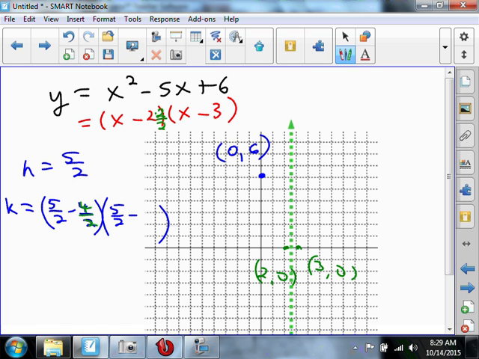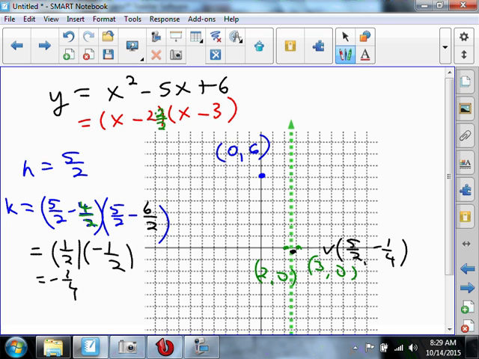Is that going to be 6 halves? So I'm going to have 1 half times negative. Hey, look at that. Those are opposites. That's what they're supposed to be. So this is negative a fourth. So there's my vertex, at 5 halves, negative 1/4. And there's my graph. That's the way. I like it.